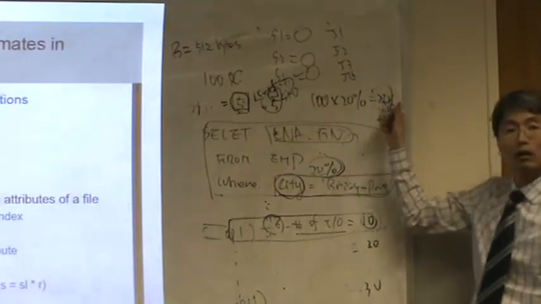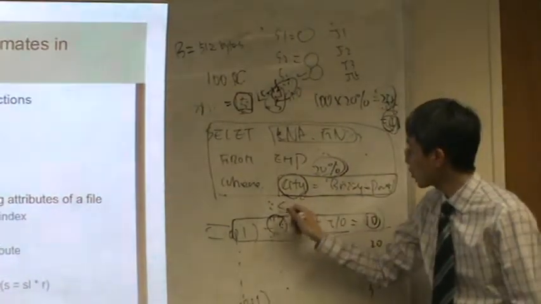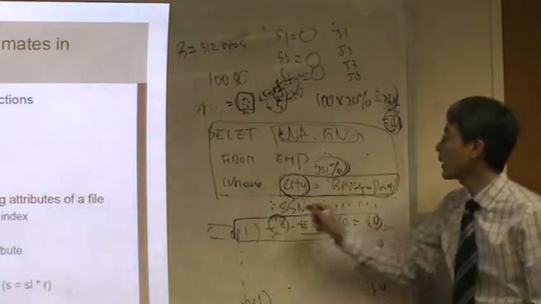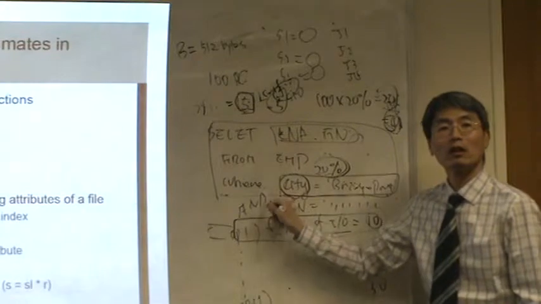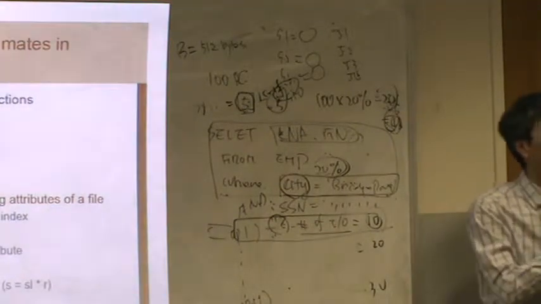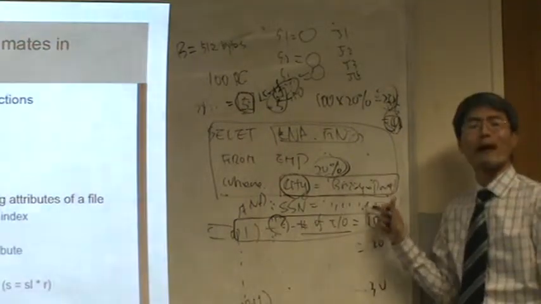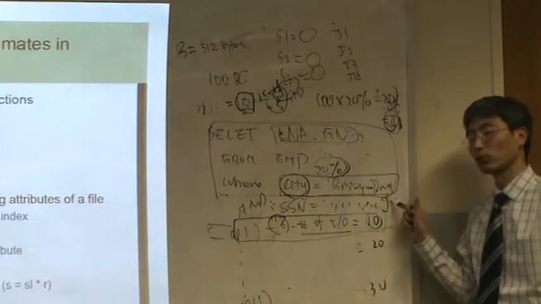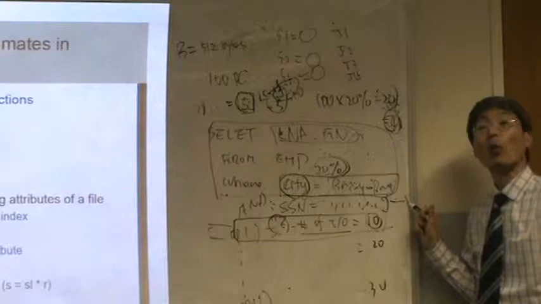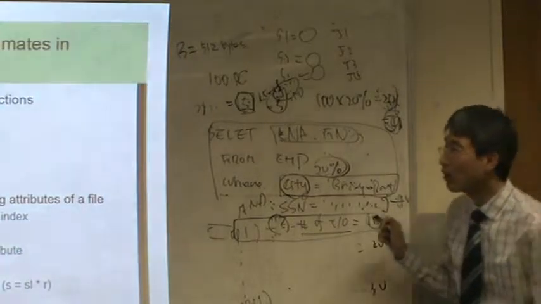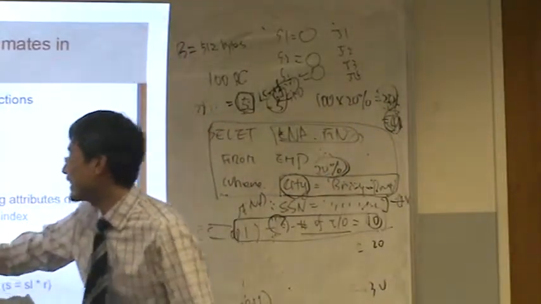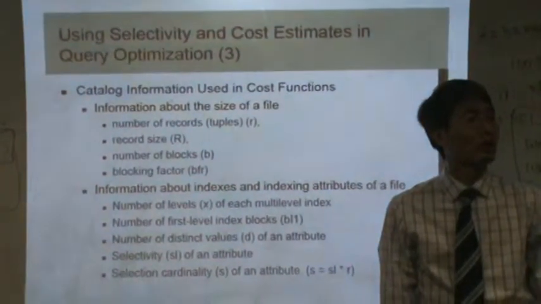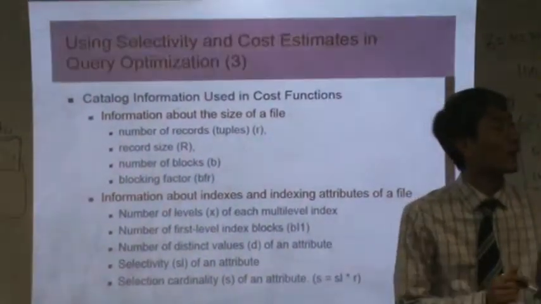So 20. But if you are using social security number, 1111111, how many data will be written? Only 1. Selection cardinality is 1. Which one will be better performance? How many blocks do you need? 1. This one is better. So the number of distinct values is also an important factor to decide which one is the best one.